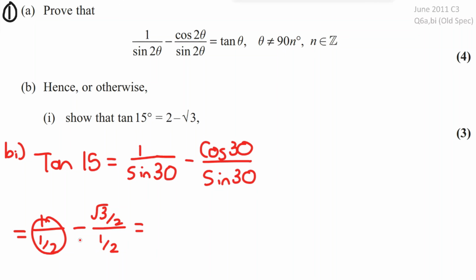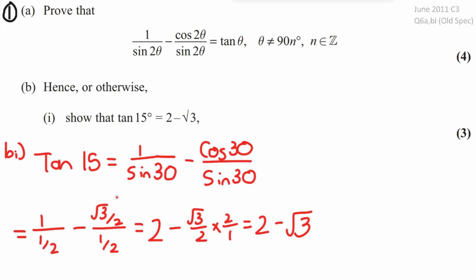1 over a half is equal to 2, and this is equal to minus, and we'll rewrite this as root 3 over 2 divided by a half, like this. We've just rewritten this, and therefore we can write this as times 2 over 1, like this. So therefore this is going to be 2 minus, and then these two 2's will cancel out to just leave us with root 3. So it's going to be 2 minus root 3. So therefore we have proven that tan 15 is equal to 2 minus root 3 by plugging theta into this here.